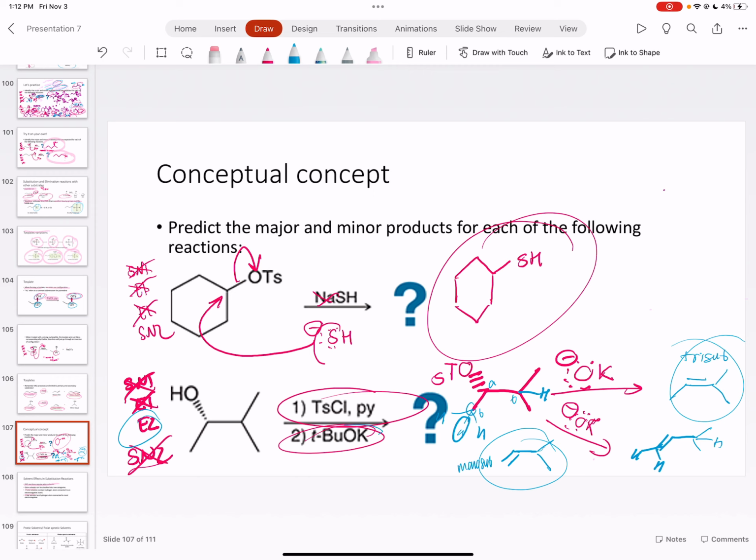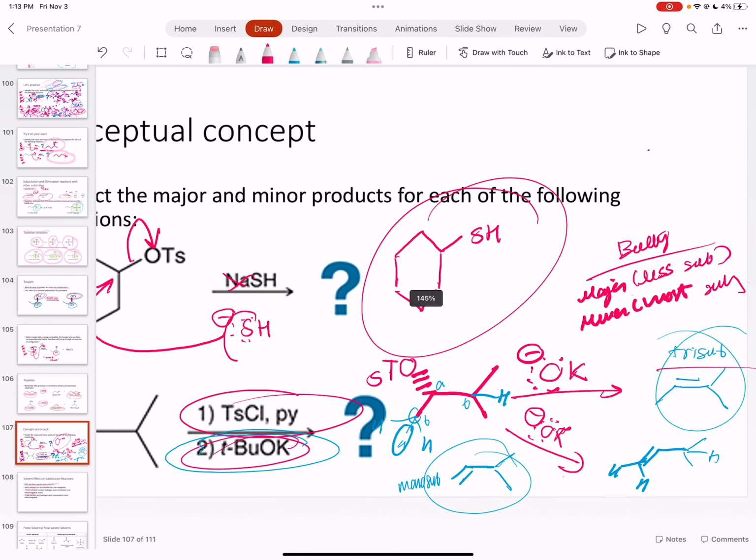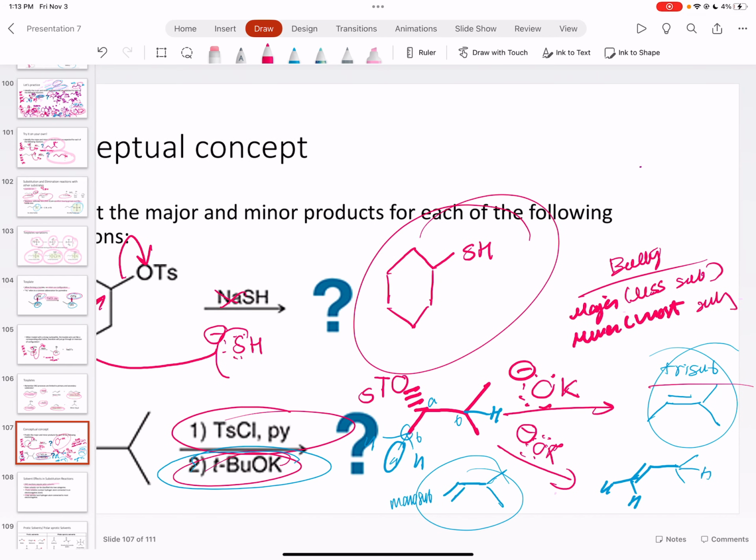So since this one is really bulky, remember when it's really bulky, the major product is going to be the less substituted one, while our minor is going to be the most substituted. So that means trisubstituted is the most substituted, so this one will be my minor product. Well, this one will be my major product.